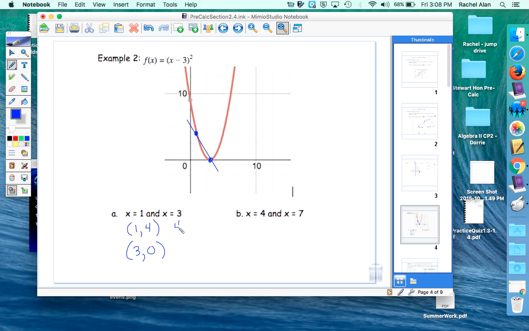Okay, so the slope is just the difference in the y values divided by the difference in the x values. So 4 divided by negative 2. So my average rate of change would be negative 2.